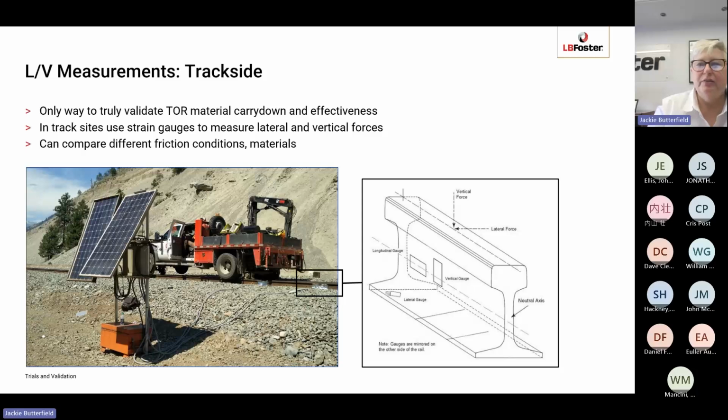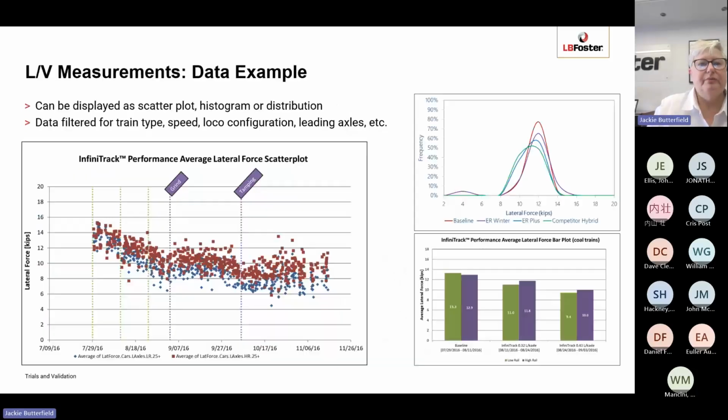have been attached to the wheel, and then obviously signals are sent back to a data logger, which in this case is solar powered, and then you can extract the data from that. So you can measure over a long period the lateral and vertical forces on the rail. So these measure both lateral and vertical forces, and these can be then used to compare different friction management materials.